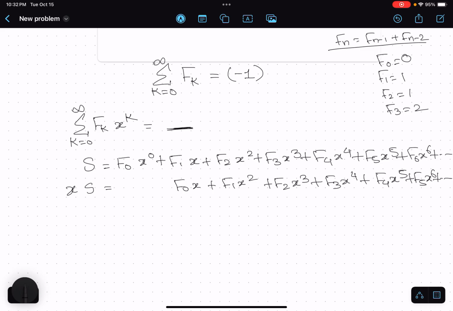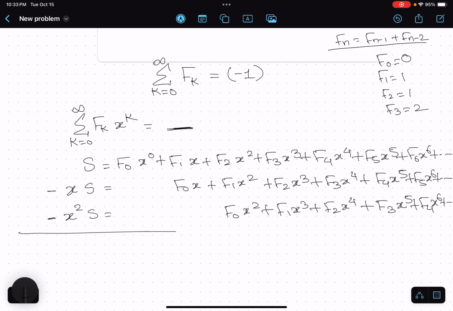Now, I'll shift this once more. If I multiply this original sum by x squared, what I will get is f_0 x squared plus f_1 x cubed plus f_2 x to the power 4 plus f_3 x to the power 5 plus f_4 x to the power 6 and so on, right? Now I will subtract this second and third from the first expression.